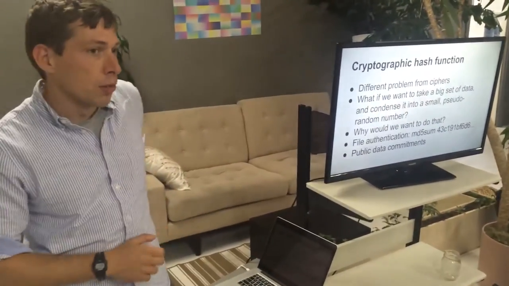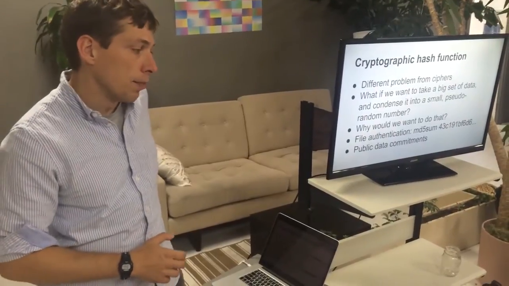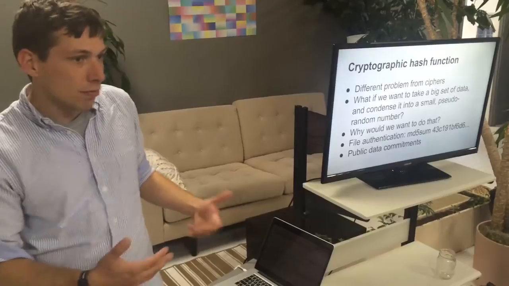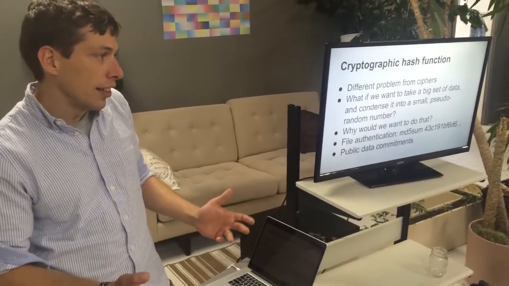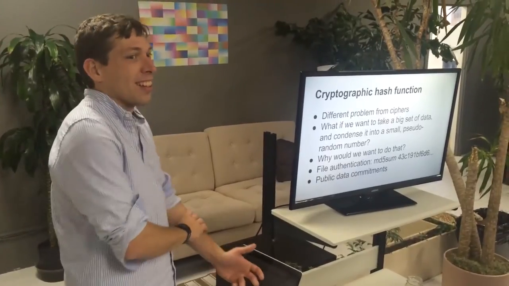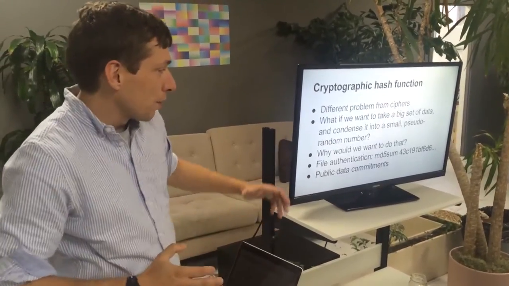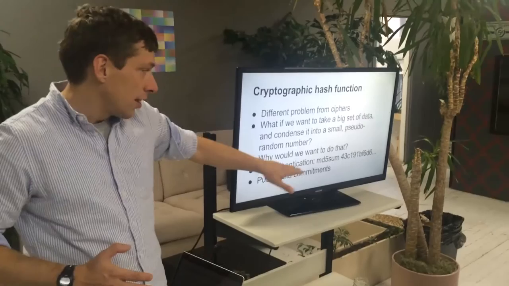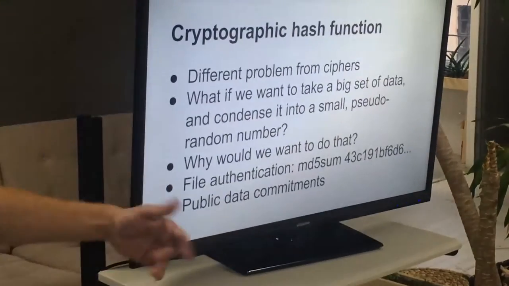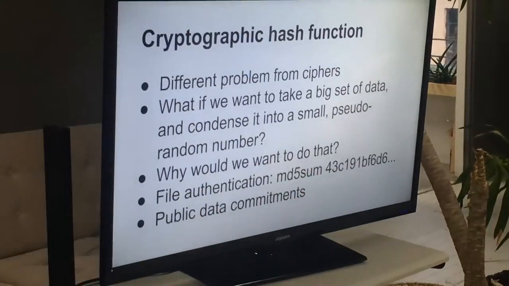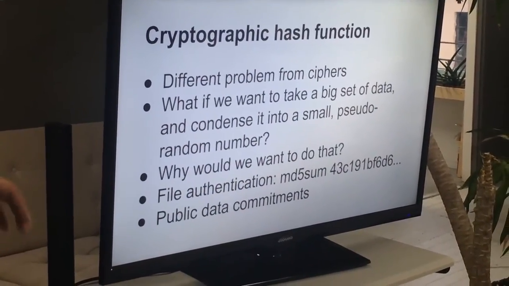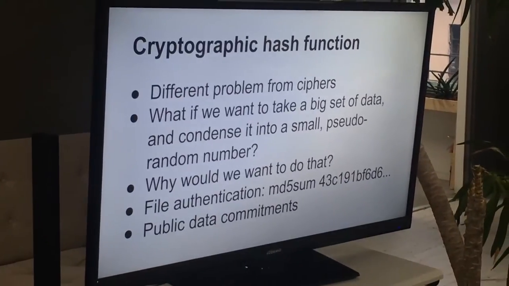Well, for file authentication was the original use of this. You have a big executable file, run this.exe, and you're like, wait a second, run this.exe, that sounds a little sketchy. And people say, okay, well, I'm going to share the sum through a trusted channel. So the sum is very small, like an MD5 sum. And you can calculate that on your own computer to make sure that nothing has changed in these two files.